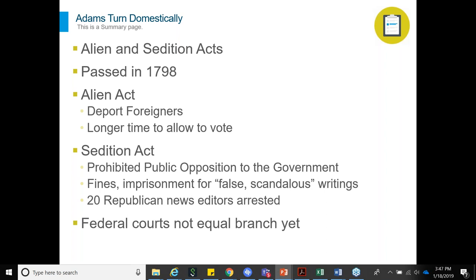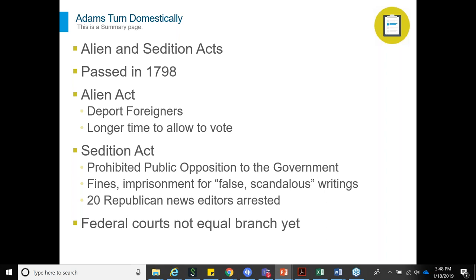Back at the time of the Alien and Sedition Acts, our federal court system was not an equal branch. Even the Supreme Court did not have any real power until after the Alien and Sedition Acts, and even after John Adams was president. Something called judicial review comes into play, I believe in 1804, with the Supreme Court case Marbury versus Madison, where the Supreme Court begins to take its own power and say that in its interpretation of the Constitution, it has to be able to call a law either constitutional or not. That is where the judiciary branch gains its power. But it's not here yet. The branch is very weak at the beginning of the United States.